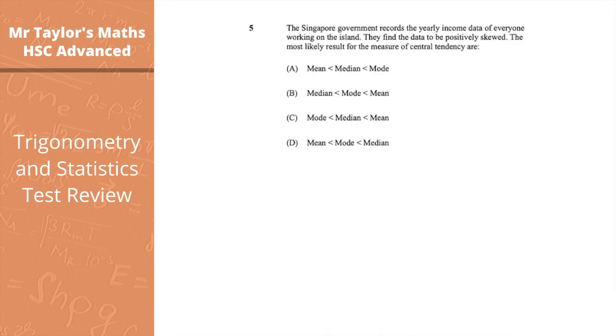Okay, let's have a think about question 5 here. The Singapore government records the yearly income data of everyone working on the island, and they find the data to be positively skewed. Now, the whole idea of why I'm saying every single person in Singapore is because we're going to have millions and millions of people and all their data.